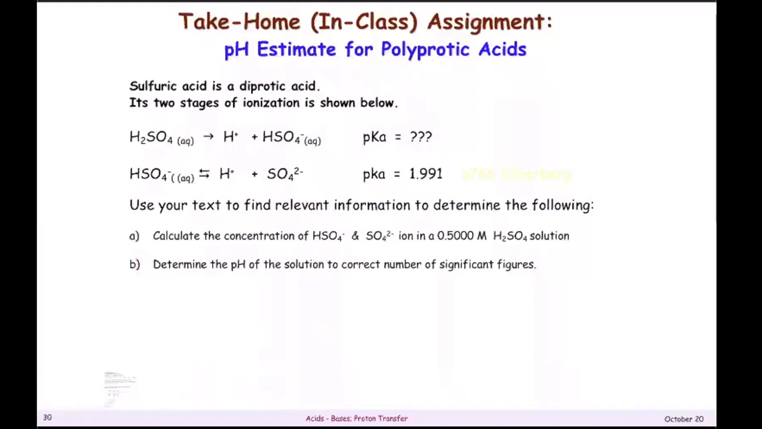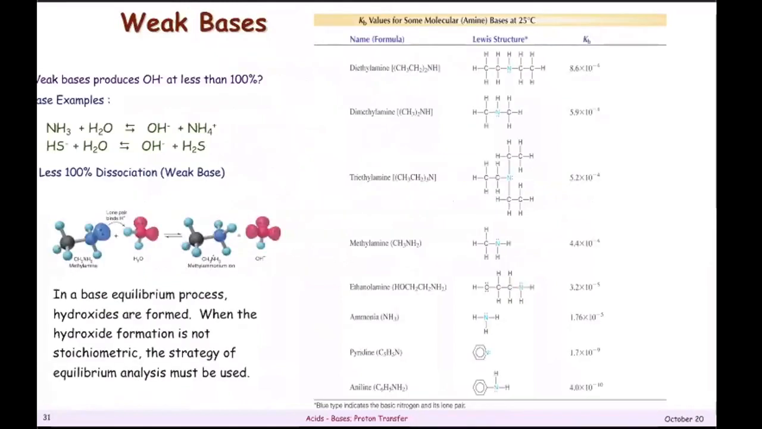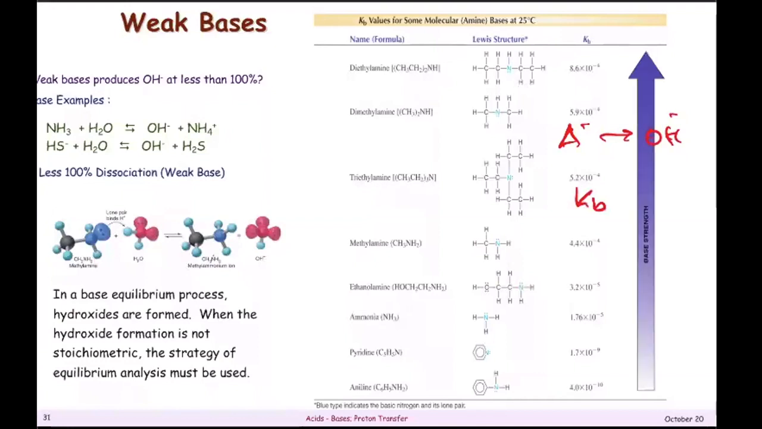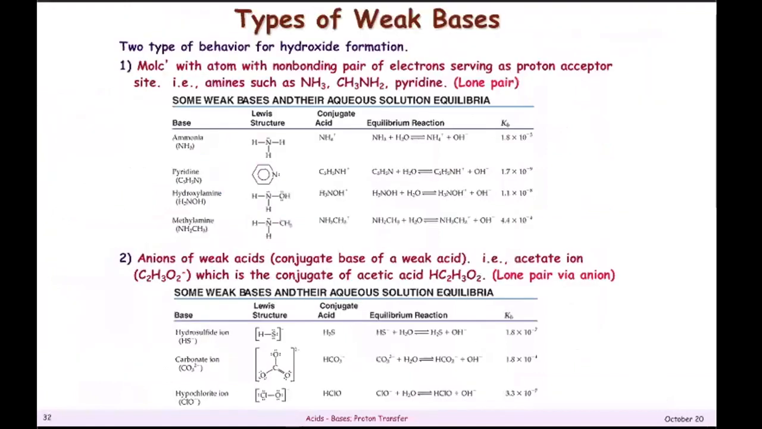This is a problem. We'll do this next time, but the next series of slides just talk about the converse. It doesn't talk about acids, it talks about base. But if you know how acid works, then you know how base works. It's just the fact that these chemicals will now give hydroxide. But the chemistry, the analysis are all identical, except now you're working with a KB instead of a KA. Okay, so you need to practice that in order to be comfortable with bases.